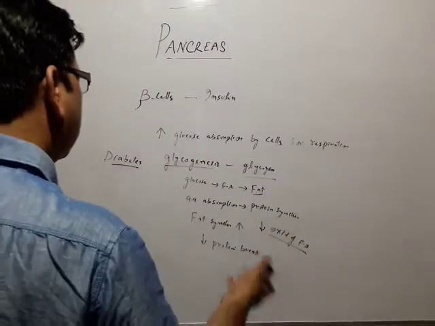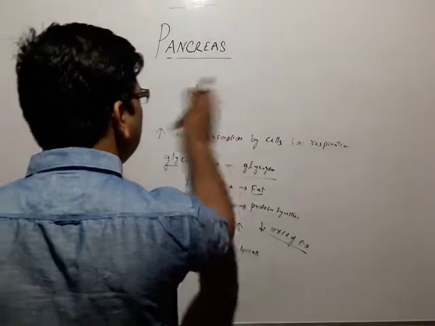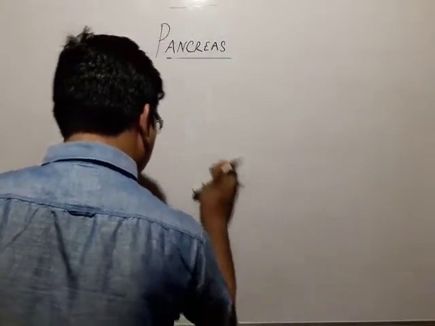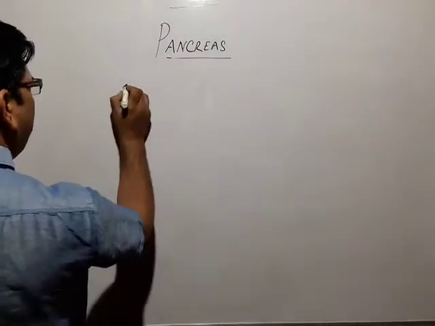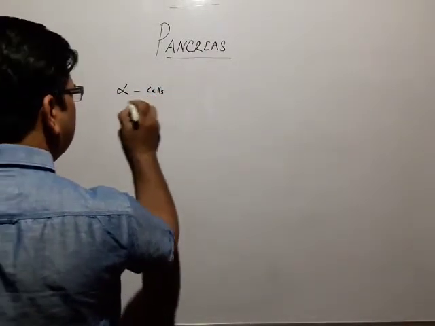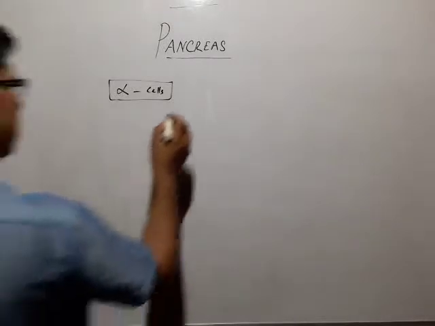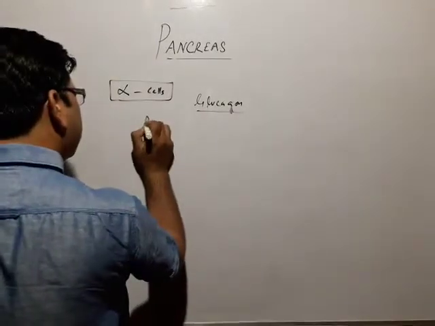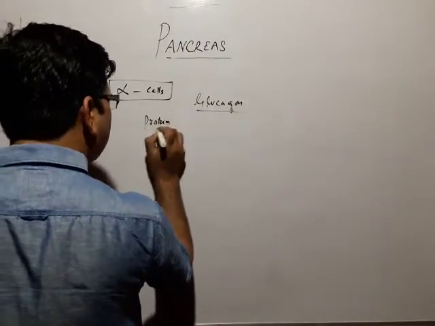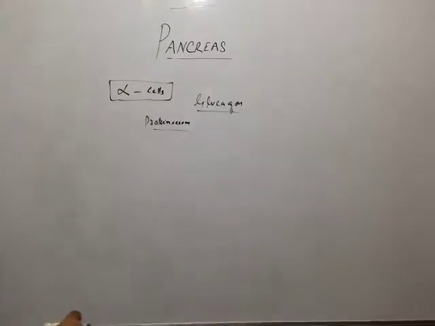First let's take another cell type and another hormone, that is alpha cells. Now this is important, one more cell type, the alpha cell. These cells secrete another hormone, that is glucagon. This is again a proteinaceous hormone, a protein based hormone, like insulin.